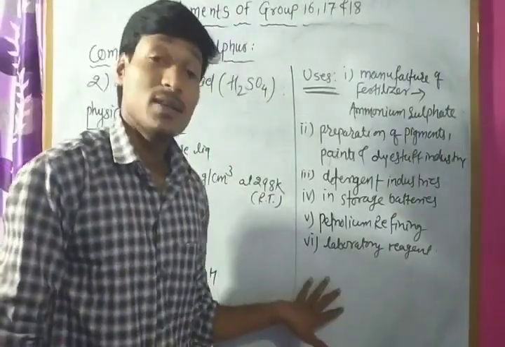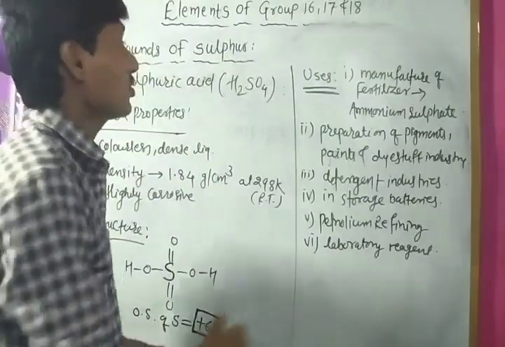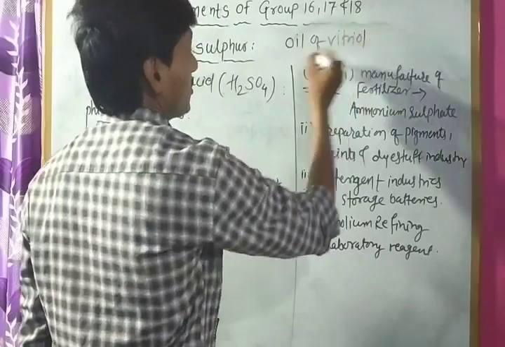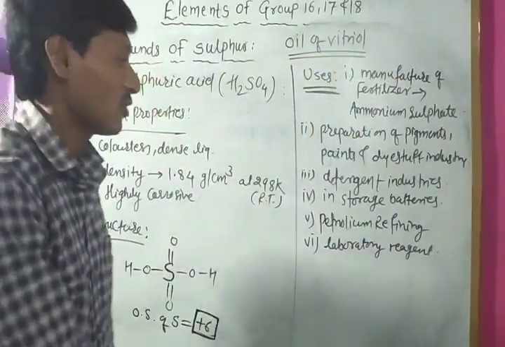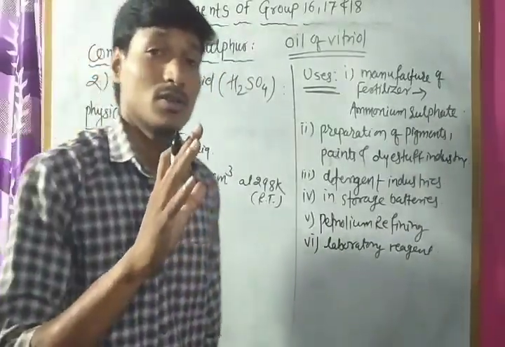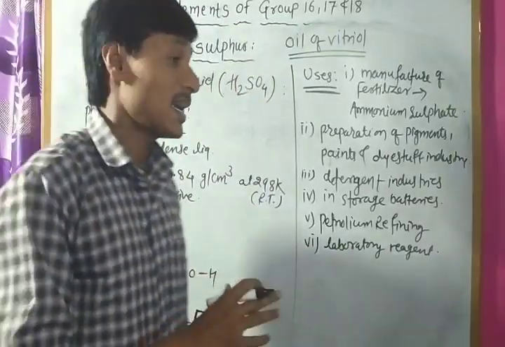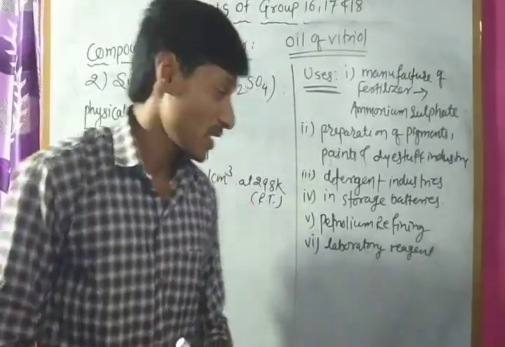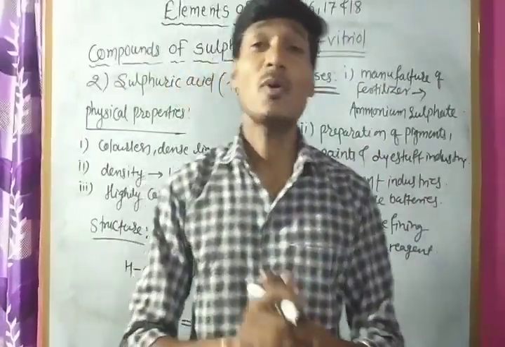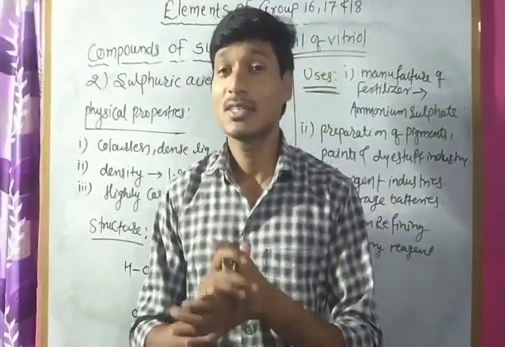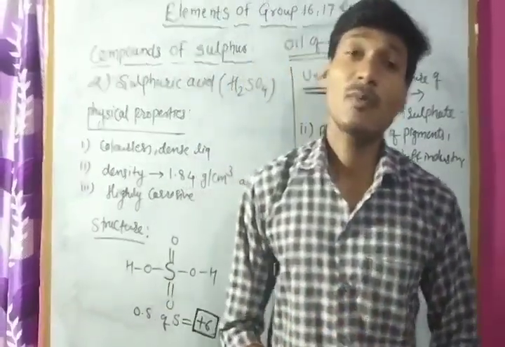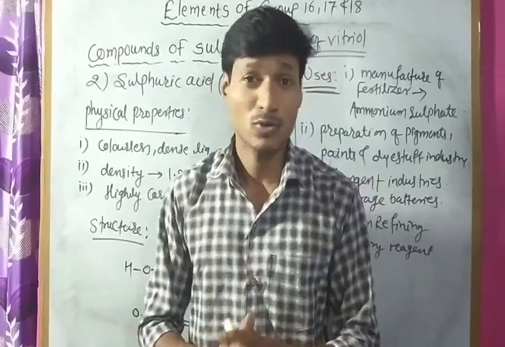Do you know sulfuric acid is also called the oil of vitriol? So keep in mind, oil of vitriol, or it is regarded as the king of acids. Why? Because it has a number of uses. So in today's video we have discussed the compounds of sulfur. The first one is sulfur dioxide and the second one is sulfuric acid. We discussed the physical property, structure and uses of both of them.